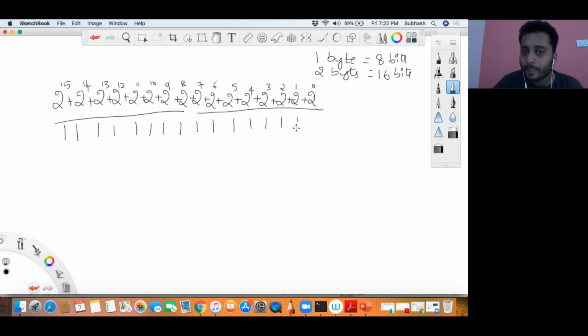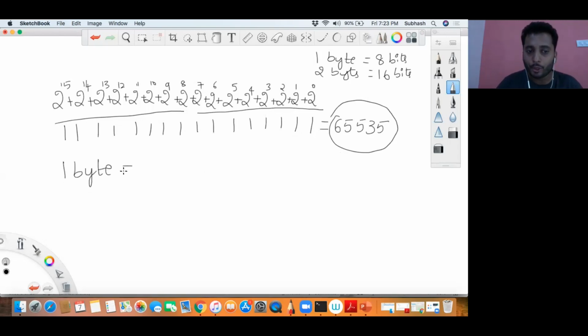Everything becomes 1. If you add all this, it will result in a number, 65,535. So you must understand that in a 2 byte memory location, the biggest data that you can store is 65,535. Therefore, if I give you 1 byte of memory location, the maximum value that you can store is 255.